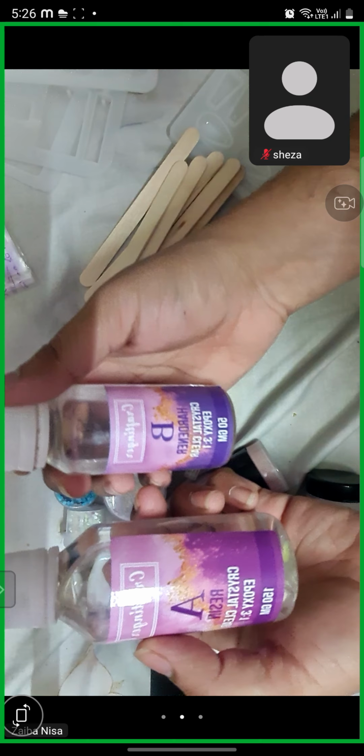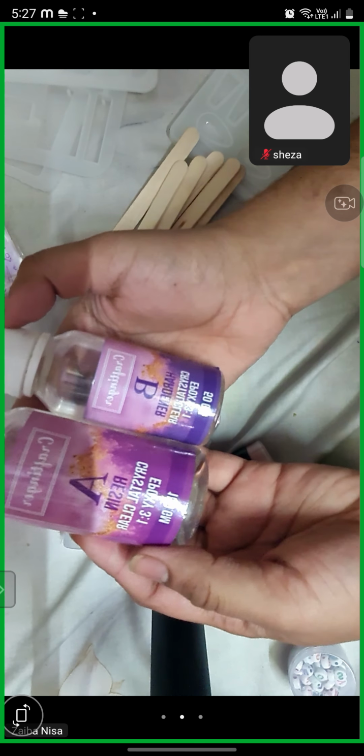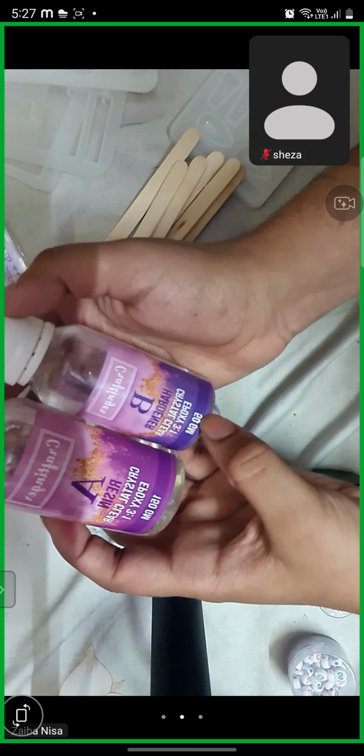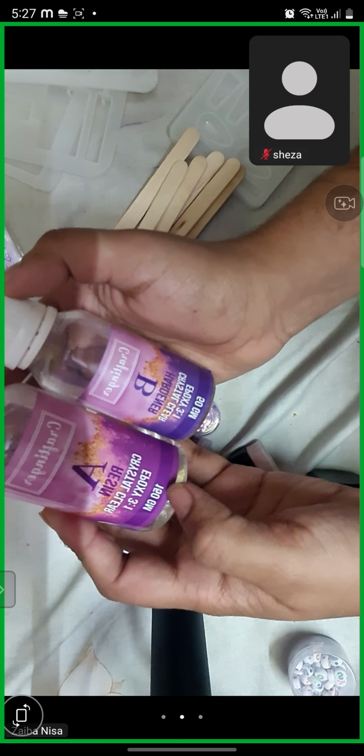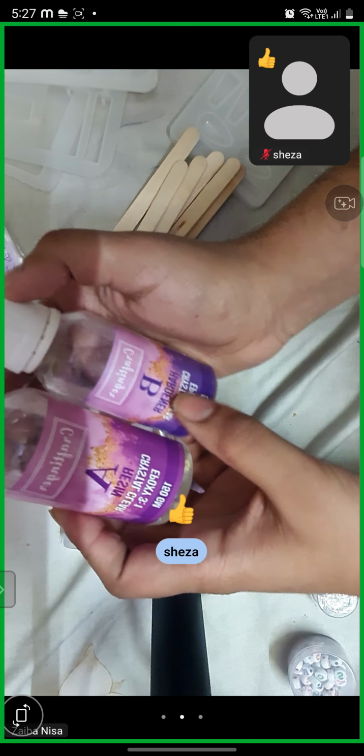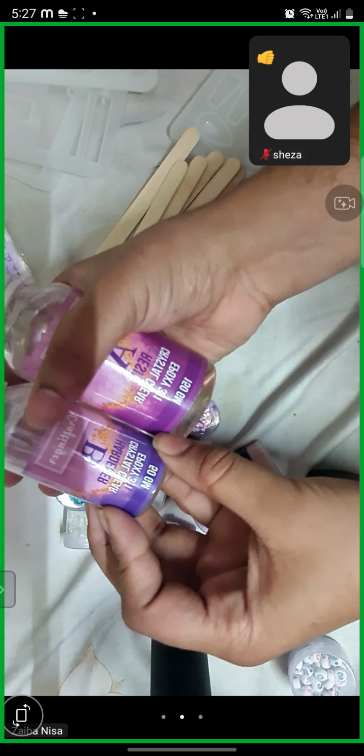So this is a hardener. If the resin is 150 grams, the hardener is 50 grams, because it is 3 into 1. If you're using 3 cups of resin, then this is just for 1 cup. That's the reason they have measured it and they are giving it to you.